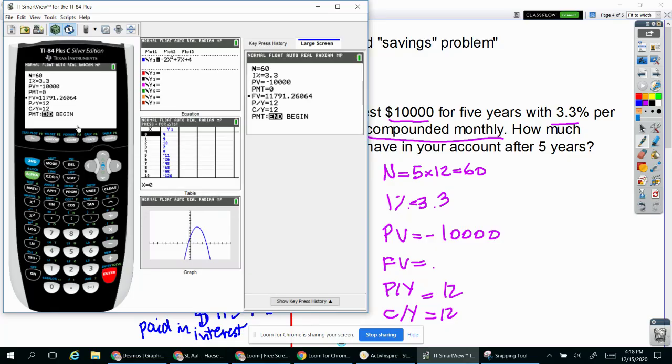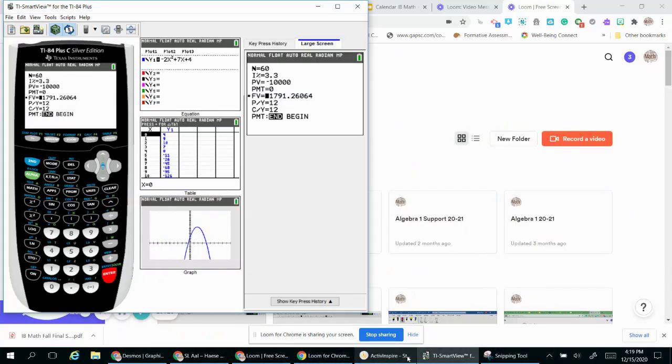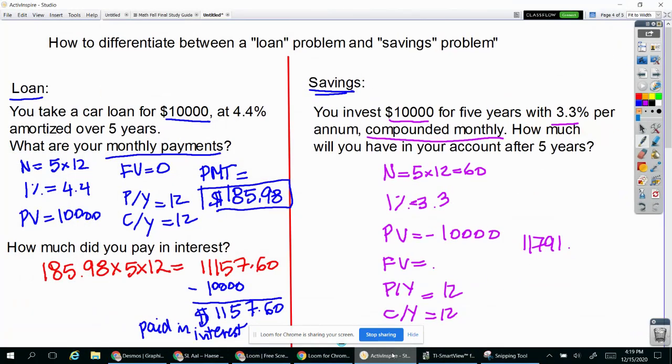So the future value is going to be $11,791.26. So this is the future value. I just wrote it here. Future value after 5 years, compounded monthly at this interest rate. So that's the difference between the loan problems and the savings problems.